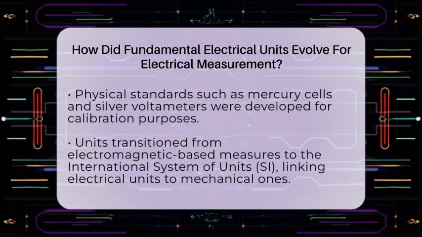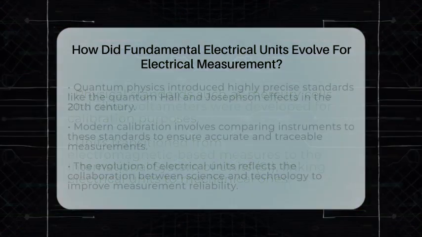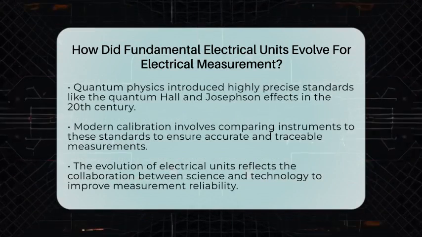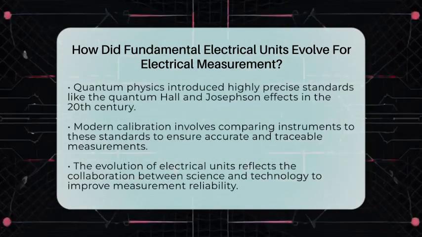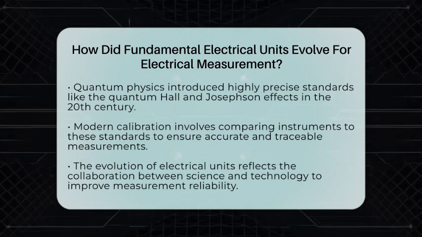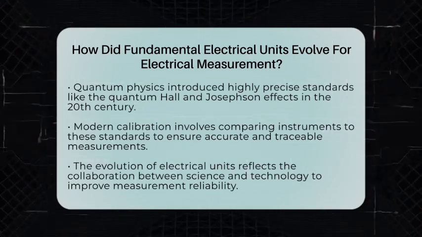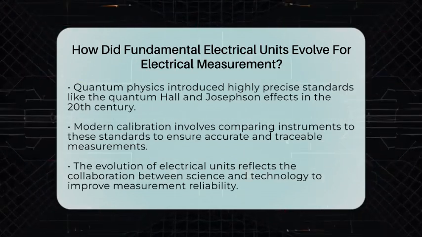The quantum Hall effect and Josephson effect allowed for extremely precise measurements of resistance and voltage. This meant electrical measurements could be incredibly accurate, which is essential for modern electrical engineering. When engineers calibrate test equipment today, they compare their instruments to these standards. This ensures measurements of voltage, current, and resistance are correct and traceable.